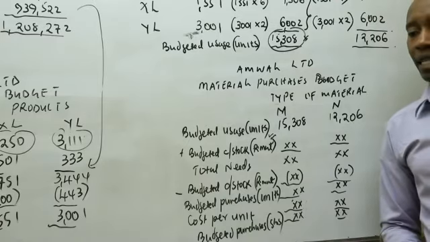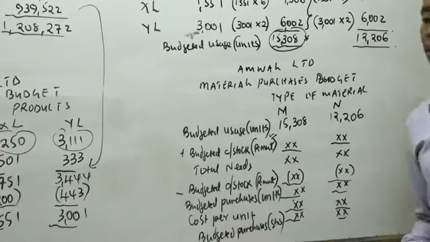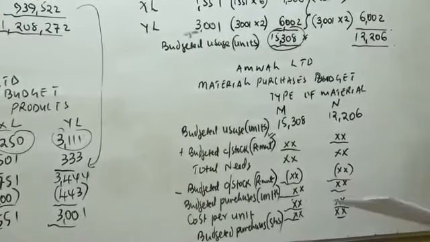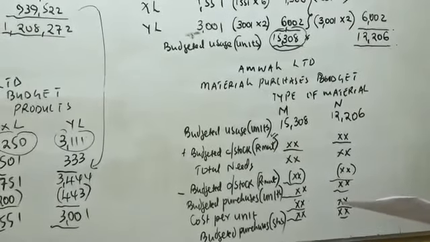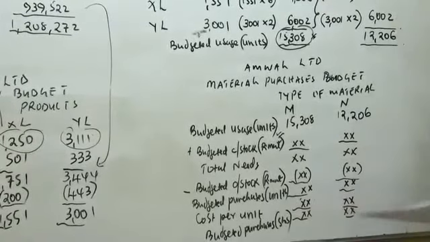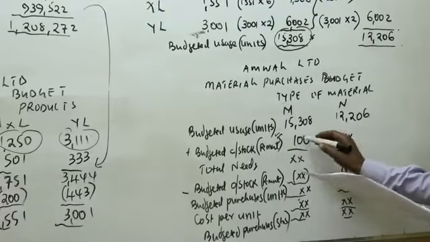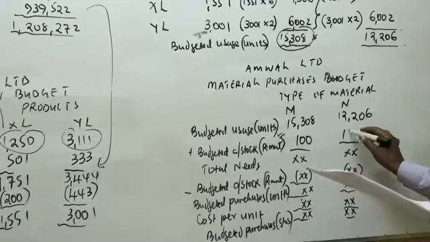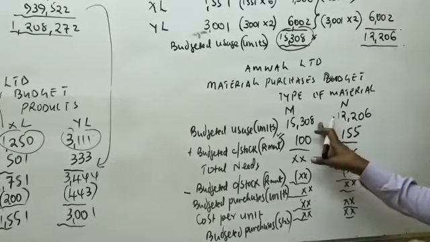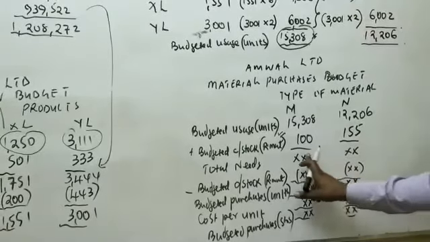Now look for the budgeted closing stock of raw material M and N. So somebody to give me those values, how many units? What is the budgeted closing stock for M and N? Very good. We have 100 and what? So this is 100. So I want you to add 100, and also add 155. So we require to use 15,308. And after we have used this, we need to have 100 units in stores.